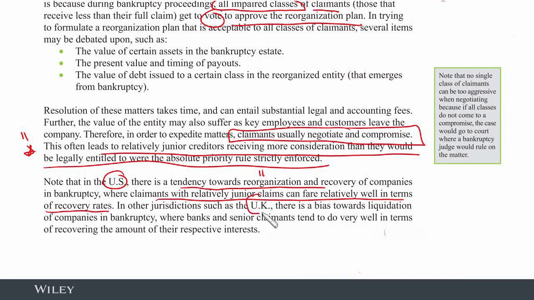Conversely, in the UK, there's a bias towards, well, you know what, let's liquidate this company if they're in trouble. And then the most senior claims tend to do better because we're going to make sure they get paid before any general unsecured creditors get anything and before the stockholders get anything. So in the UK, the banks, the senior claims tend to get more than they would have gotten in a Chapter 11 reorganization.